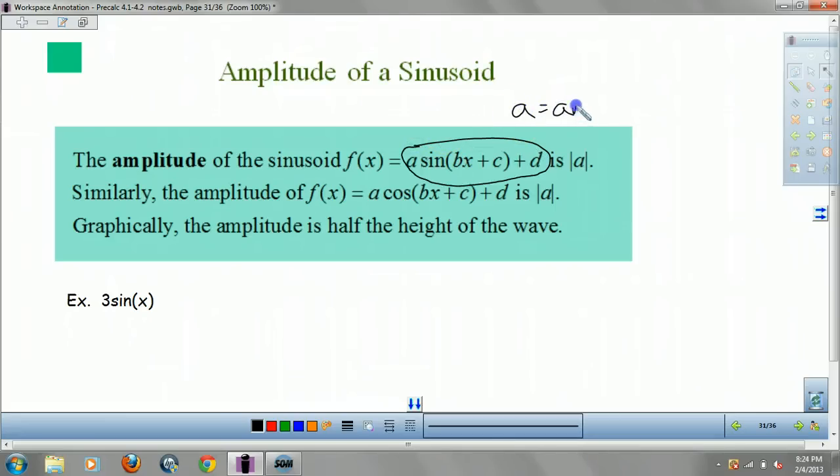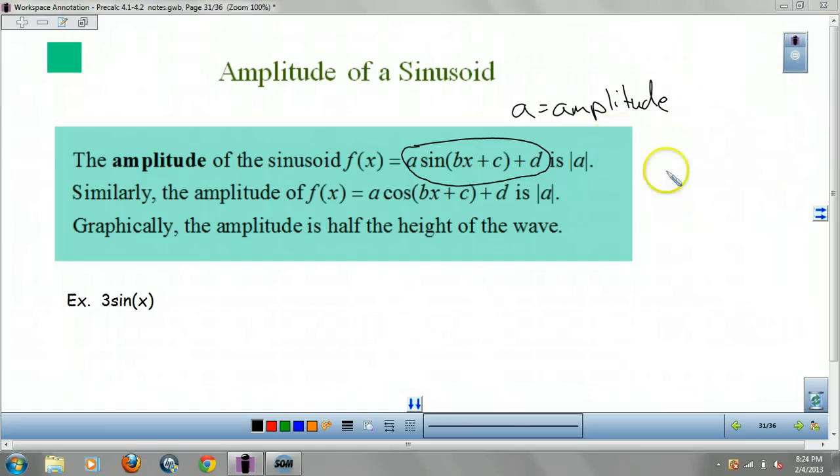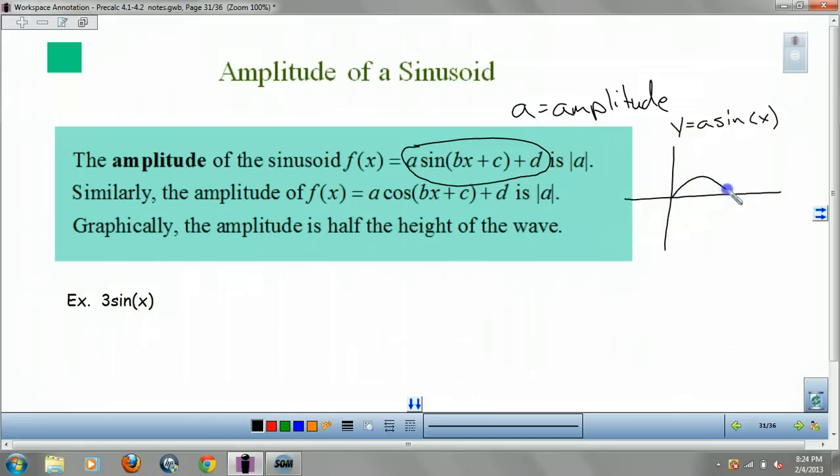A is for amplitude. Amplitude is how loud something is. No, I'm just kidding. Amplitude is this. This is my graph of y equals a times sine of x. Start at 0, 0. Up, down, that's 1 period. It means this goes up a and down negative a. So this length here is your amplitude. This length here is your amplitude.